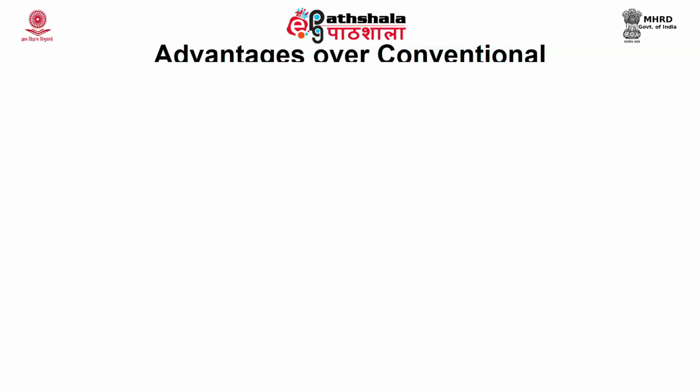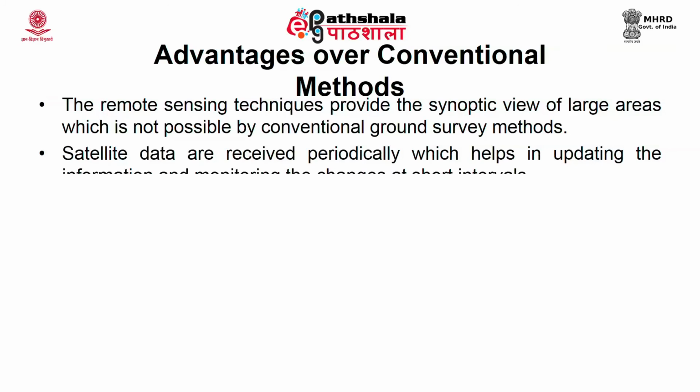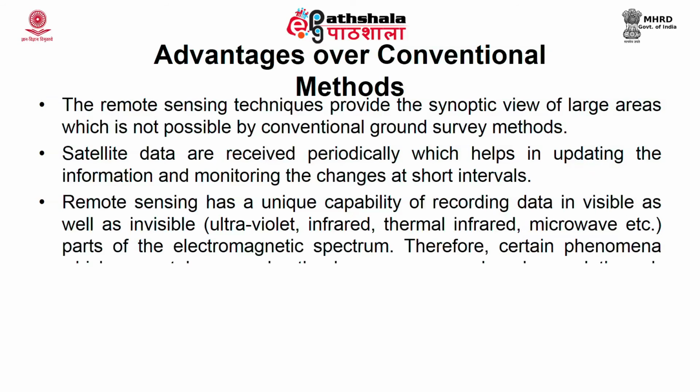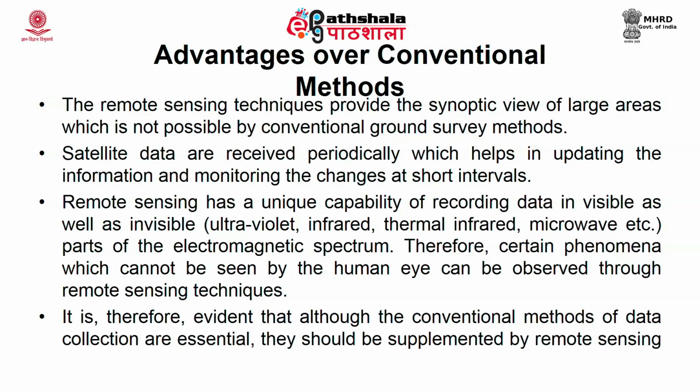So, after all this, let us look at the advantages of geospatial technology over conventional methods. The remote sensing techniques provide a synoptic view of large areas which is not possible by conventional and ground survey methods. The satellite data is received periodically, which helps us in updating the information and monitoring the changes at short intervals. Remote sensing also has a unique capability of recording data in visible as well as invisible parts of the electromagnetic spectrum such as ultraviolet, infrared, thermal infrared or microwave portions.